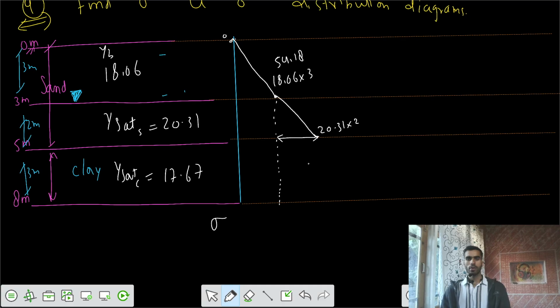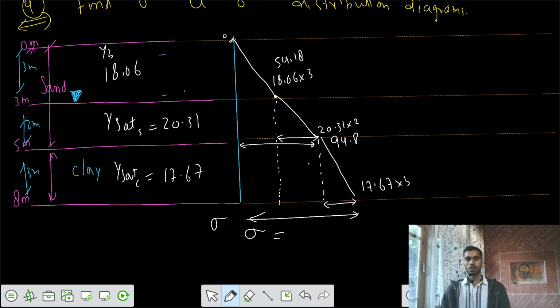So the final value would be equal to how much? How much is the final value here? So that's 94.8. After that, there is one more increase. That increase is because of 17.67 into 3 meters. So the final total stress at the bottom is equal to how much? 147.61 kilonewton per meter square.